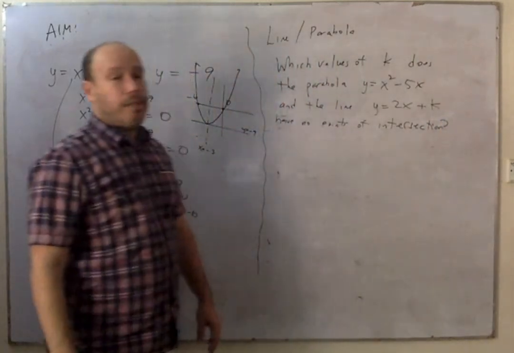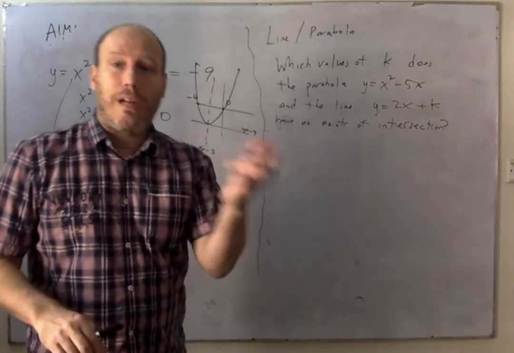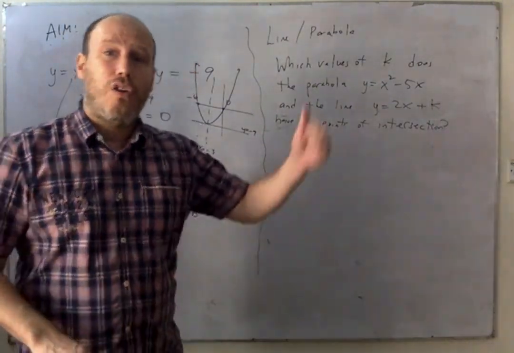Well, let's think about this. It's the same problem, but now there's a k in there. Well, parabola and a line, where do they meet? Same steps. Why don't you try it on your own?